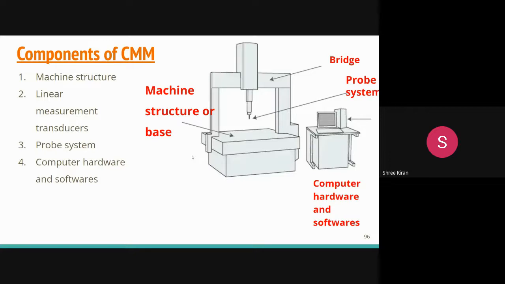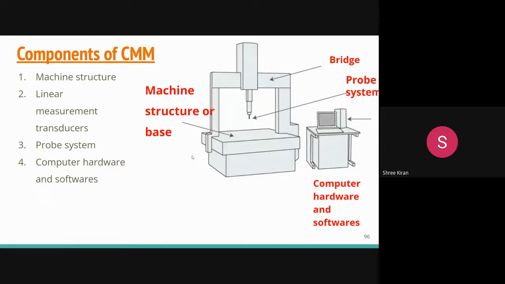In the case of CMM design, it mainly incorporates the basic components of three coordinate axes. What happens here is that each axis is fitted with a linear measurement transducer. That's what we say: each axis is always fitted with a linear measurement transducer.